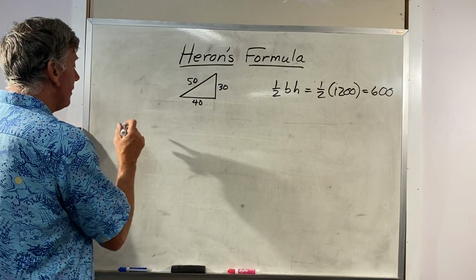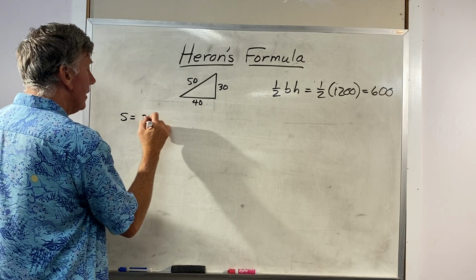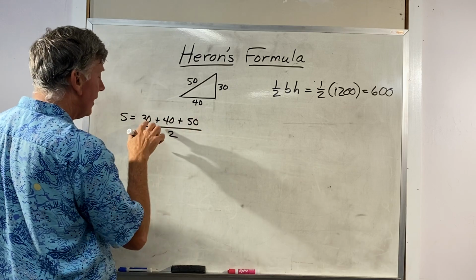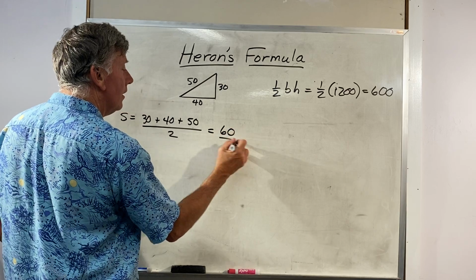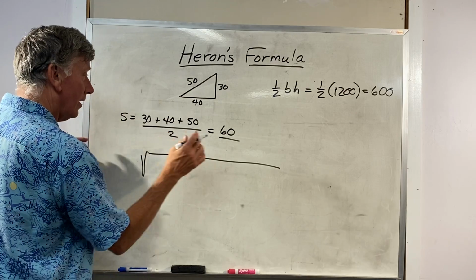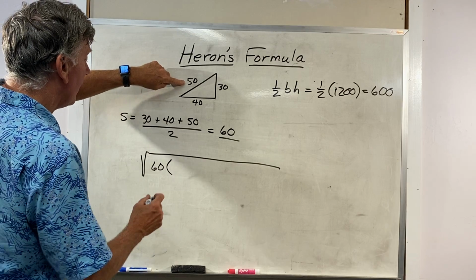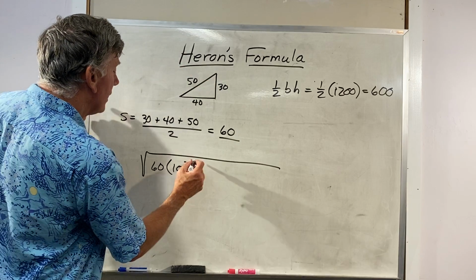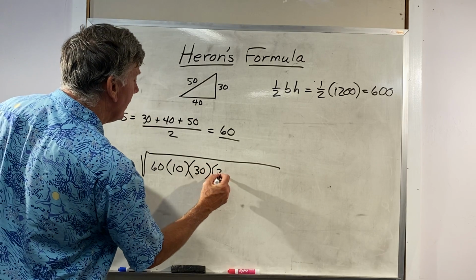So now I'm going to calculate my S for this, and I get 30 plus 40 plus 50 divided by 2. That 30 and 40 is 70, plus 50 is 120, divided by 2 is 60. That's my S. Now I go to my square root and I go S, which is 60. And then I'm going to start subtracting sides. So 60 minus 50 is 10. 60 minus 30 is 30. 60 minus 40 is 20.